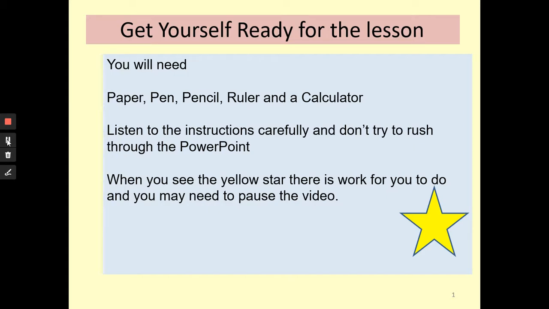So before you start the lesson, make sure you've got the equipment you need. In this case, you will definitely need a calculator, some paper, a pen, but if you feel the need, a pencil and a ruler as well.